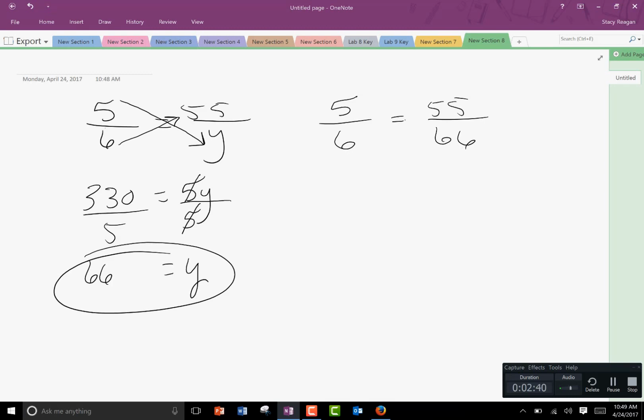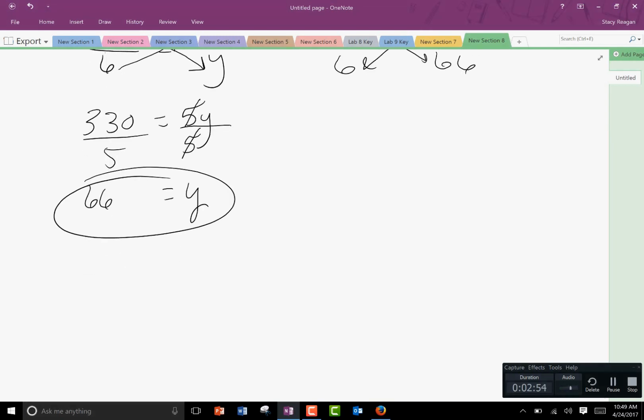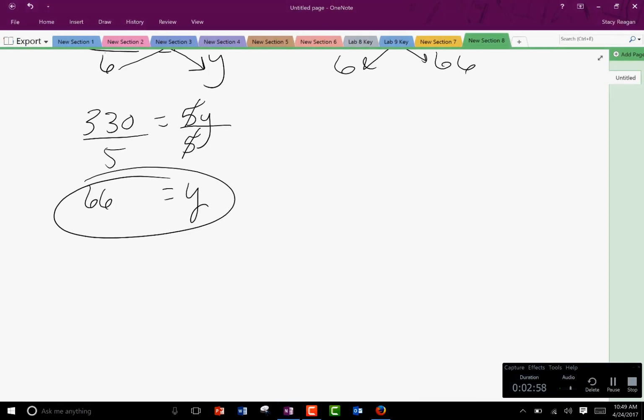Remember, proportions are equal if when you multiply, you get the same number. So if I do 5 times 66, I get 330. And if I do 6 times 55, I get 330. So we know that we're right if that checks out. Let's take a look then at the next one. We'll do one more. You can pause the video and work these as you go.